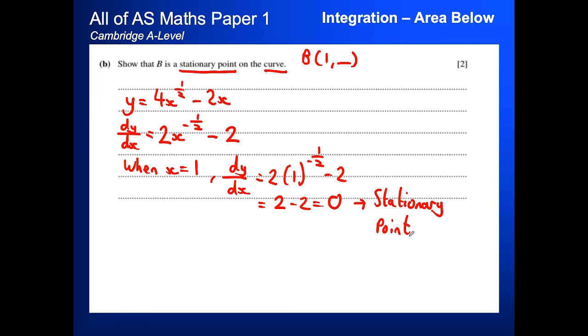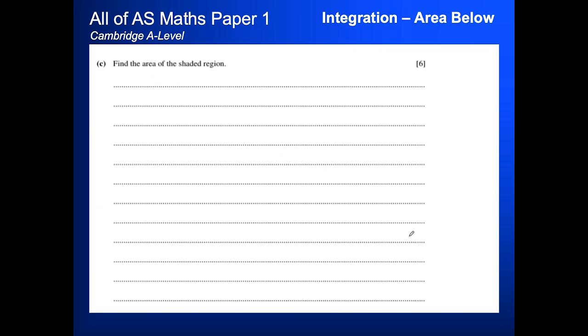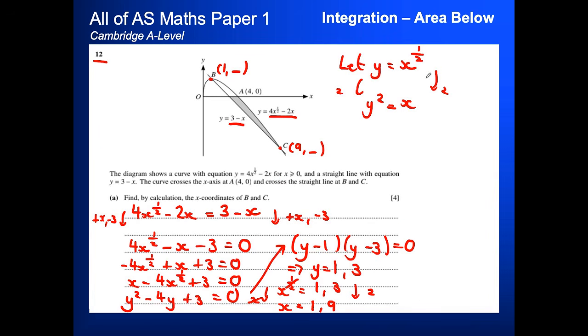So whenever you see stationary point, you need to be thinking dy by dx is 0 and working your way towards that. That's very, very important. Okay, the trickiest part of the question is finding the area of the shaded region, and we're giving 6 marks for this particular part of the question, and we're going to need to use the diagram so we can represent visually what is going on.